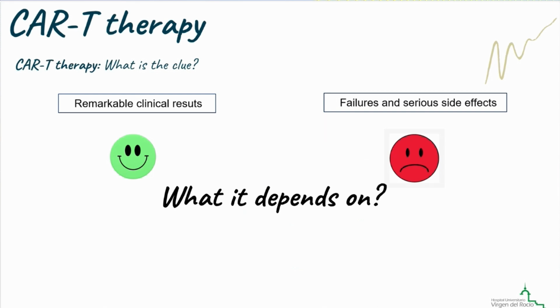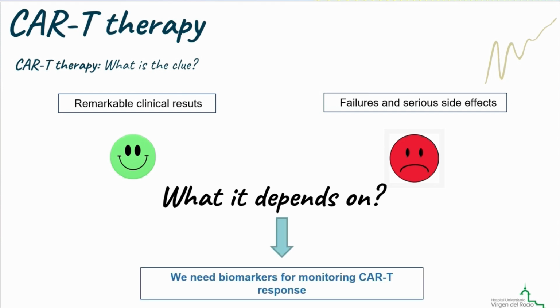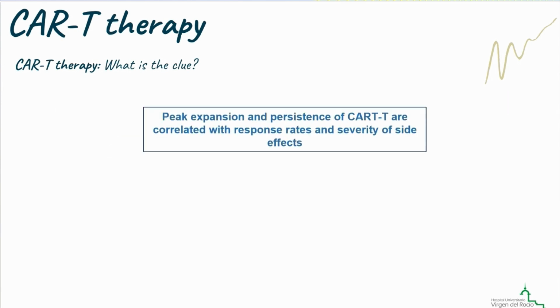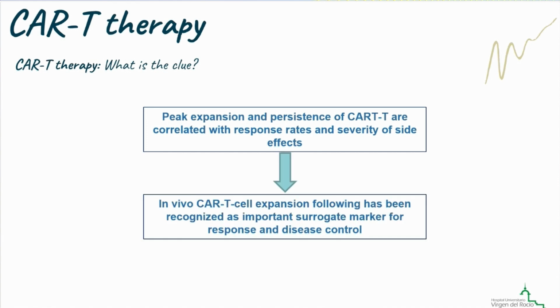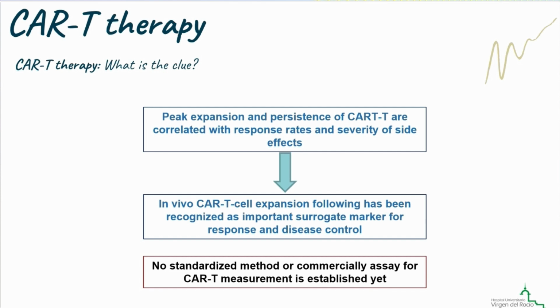So, CAR T therapy has demonstrated remarkable clinical results, but also failures and serious side effects. And what does it depend on? To answer this question, we need some biomarkers, and peak expansion and persistence of CAR T are correlated with response rates and severity of side effects. So, in vivo CAR T-cell expansion has been recognized as an important surrogate marker for response and disease control. But no standardized method or commercial kit for CAR T measurement is established yet.